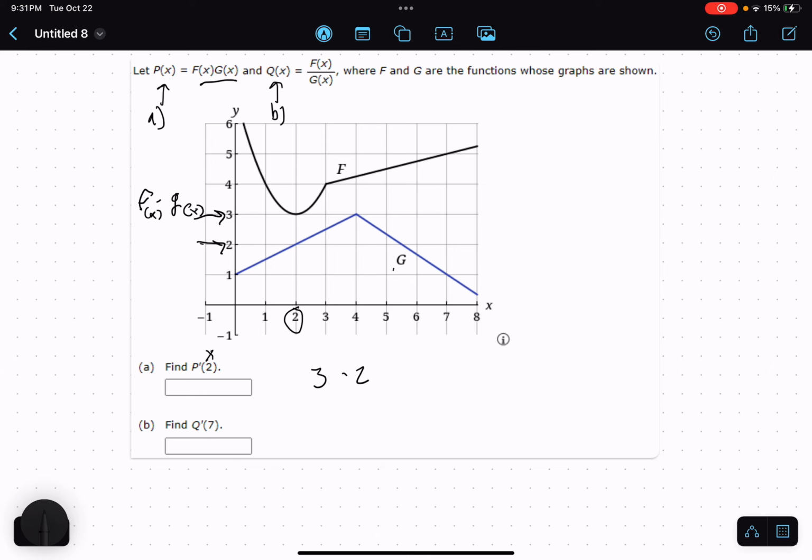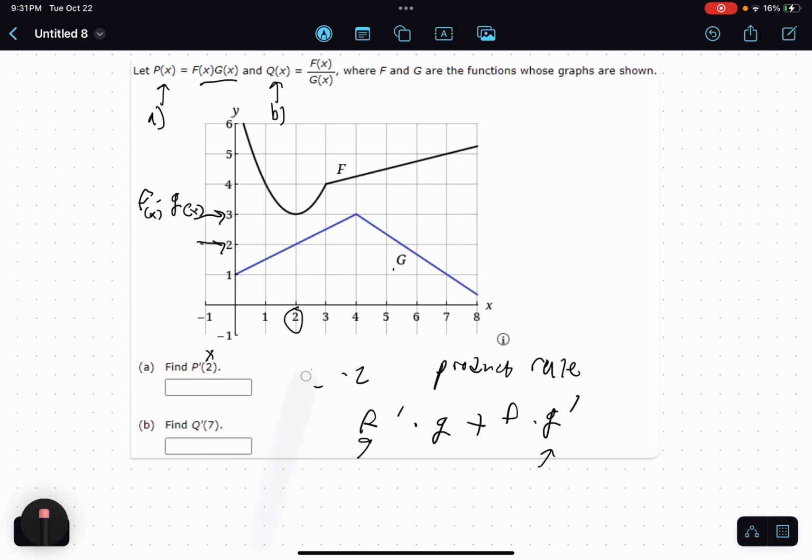However, this is not necessarily true because we also need to take the slopes of these in order to find it. So it wouldn't actually be 3 times 2. Instead, we're going to be using the product rule to find this, which is basically the formula f times g prime plus f prime times g. And these are the derivatives.